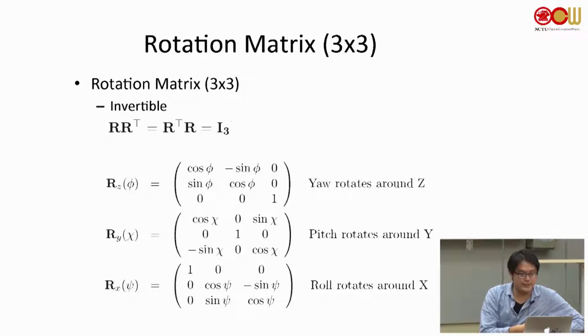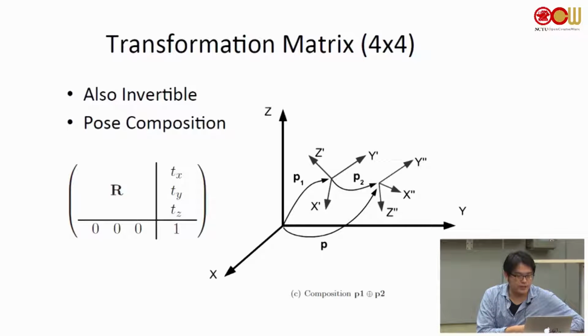So you can see that for roll, pitch, and yaw, if we have the angle over there, we can formulate a 3x3 matrix in each direction. And for a transformation matrix, you can see that this is the R, just the rotation 3x3 matrix, and the Tx, Ty, and Tz are the translation.